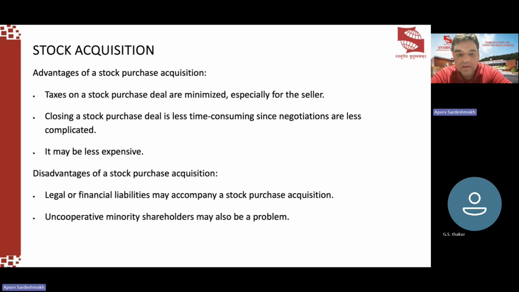Sometimes a company may have different shareholders, so it may not be completely held by one or two people. If you want to acquire the company, you will have to buy shares from all the shareholders. There may be some shareholders who may not want to sell. These are minority shareholders, and sometimes these uncooperative minority shareholders can turn into a problem, because then you may not be able to acquire the entire company.